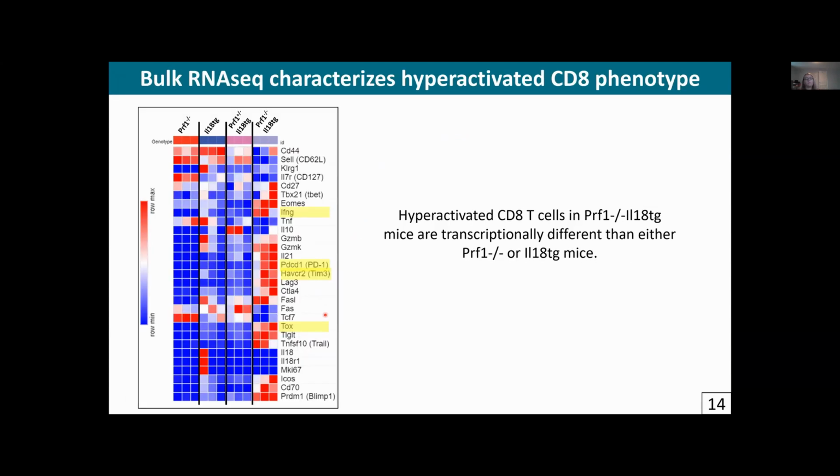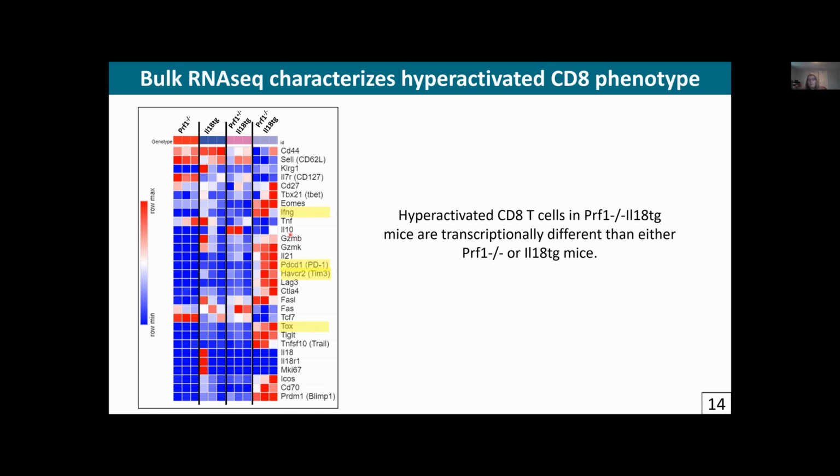And so when we looked at the transcriptional profiles of the activated CD8 T cells from these mice, and again, this is at homeostatic conditions, we see that the perforin knockout IL-18 transgenic mice are showing increased expression of inhibitory markers such as PD1, TIM3, and TOX, as well as they are the highest producers of interferon gamma and granzymes at baseline.